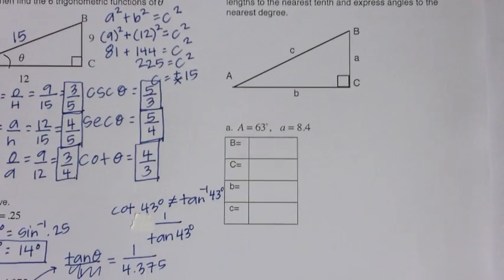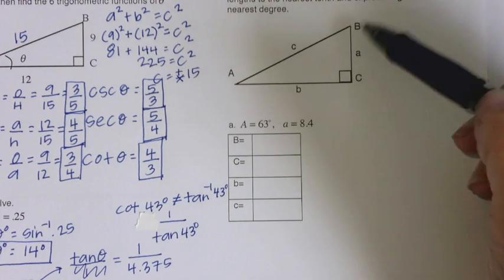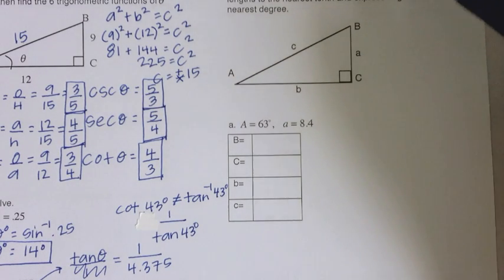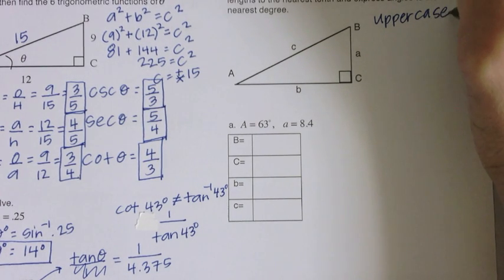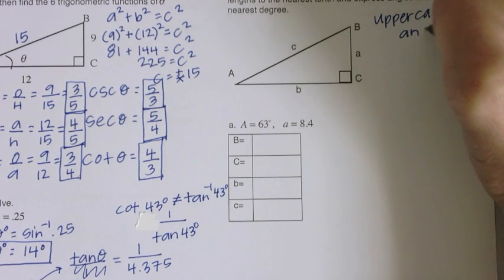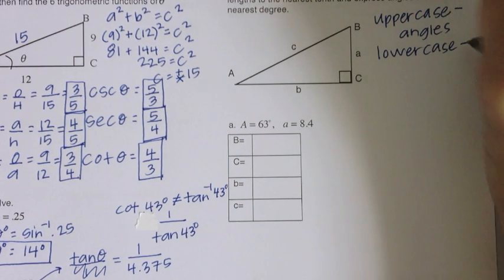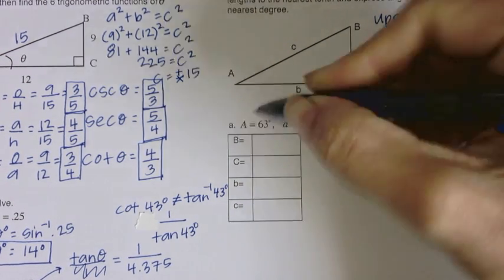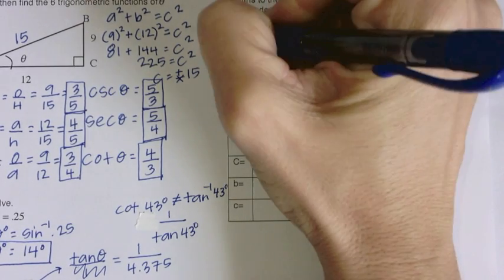Alrighty, moving on. Now we're talking about how to solve right triangles. To completely solve a right triangle, you need to find all sides and all angles. Angles are capital letters and sides are lowercase letters. So I'll just put that: uppercase are angles, lowercase are sides, and this triangle right here is just a general triangle. It is not drawn to scale.